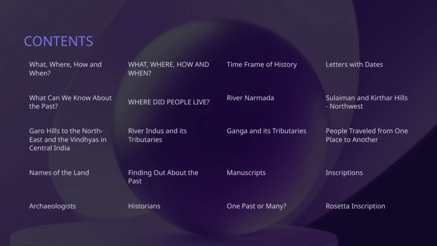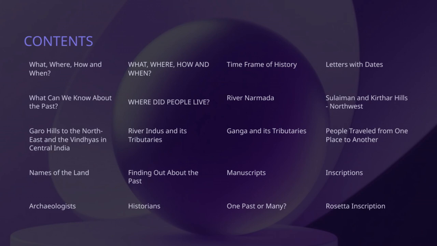You'll also notice references to letters with dates. These help us establish timelines, answering questions like, was it one past event or many? Manuscripts, on the other hand, are written documents that reveal stories, laws, or records from different times. The slide mentions rivers like the Ganga, its tributaries, and the Nirmada, which played a crucial role in shaping civilizations.